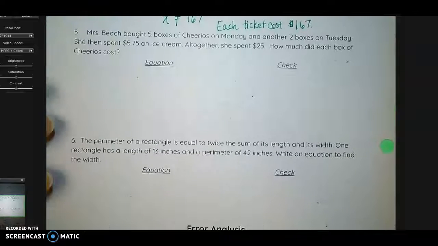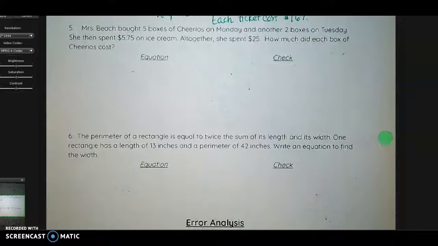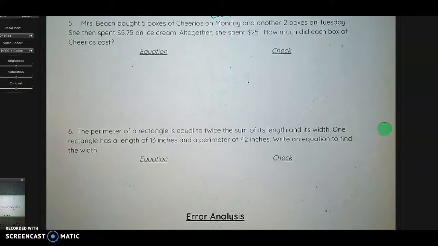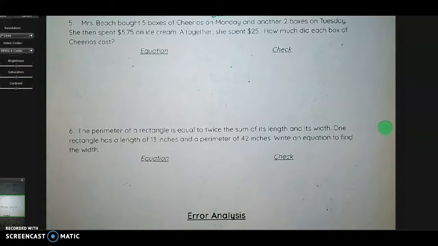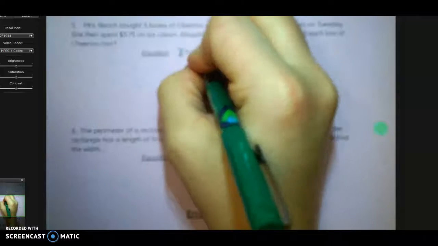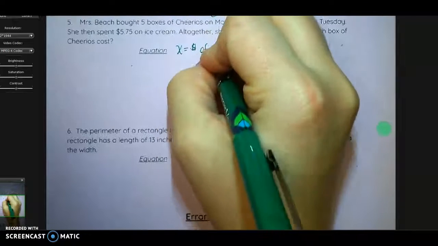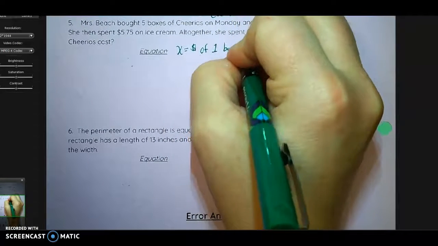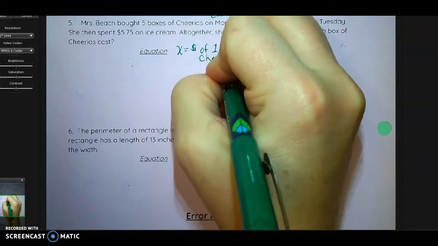My next one says, Mrs. Beach bought 5 boxes of Cheerios, and she's got a little guy, so definitely happening. She bought 5 boxes of Cheerios on Monday and another 2 boxes on Tuesday. She spent $5.75 on ice cream. Altogether, she spent $25. How much should each box of Cheerios cost? So we're going to let our X equal the cost of one box of Cheerios.